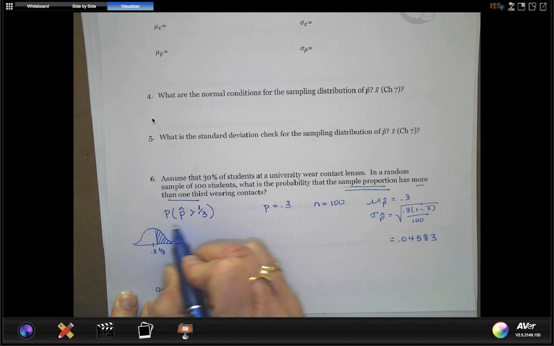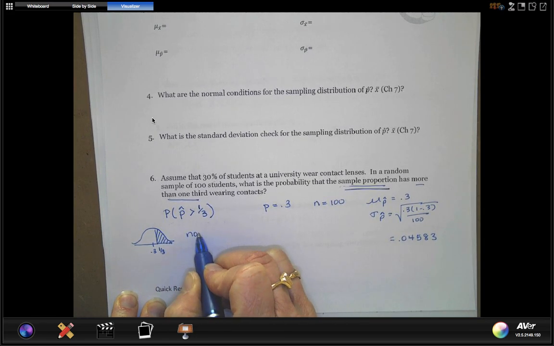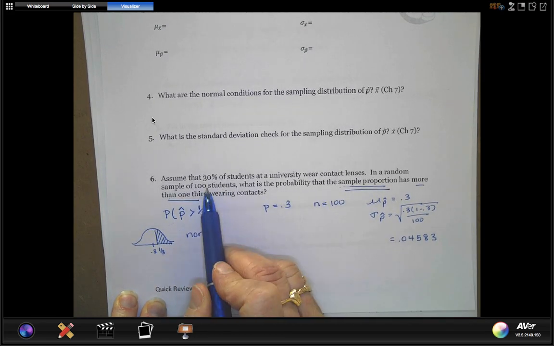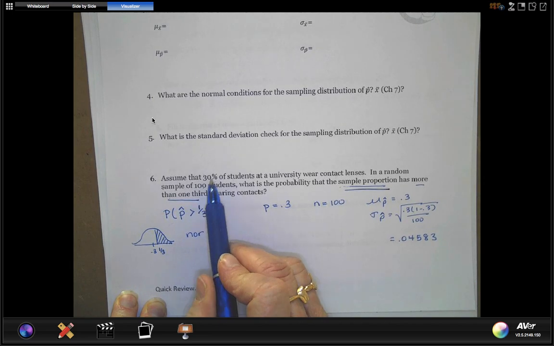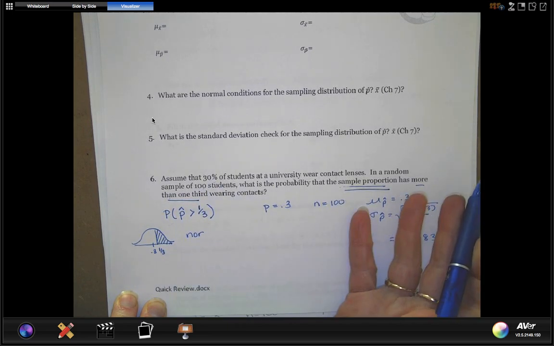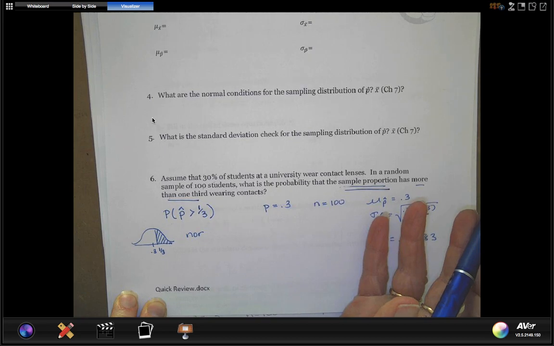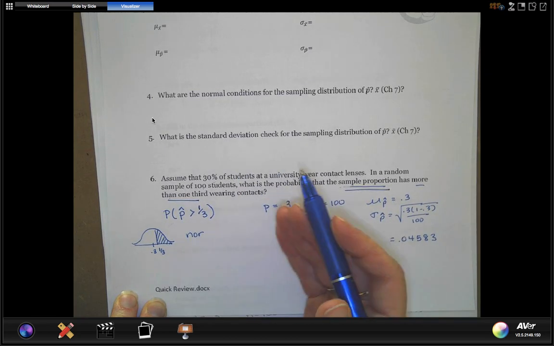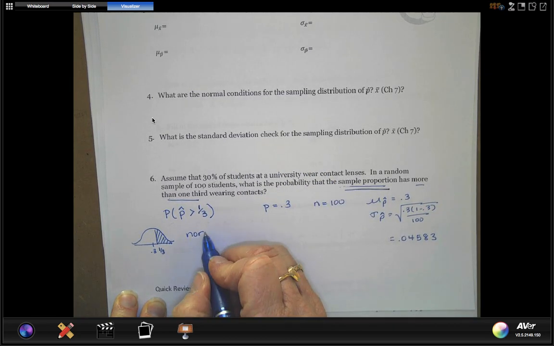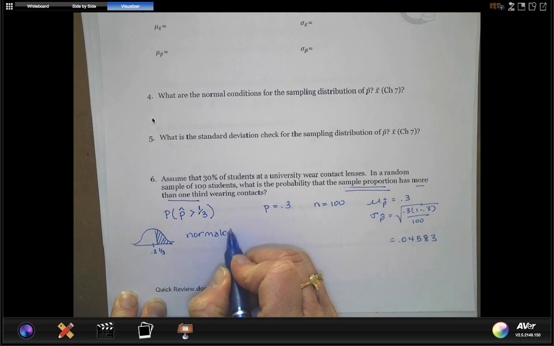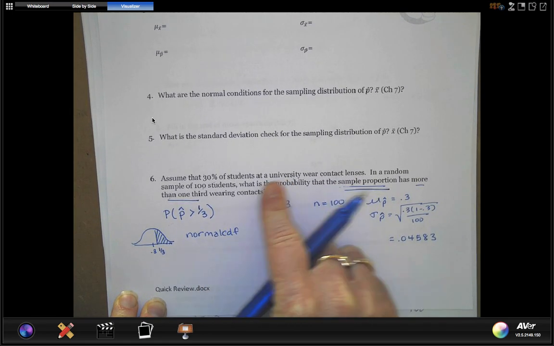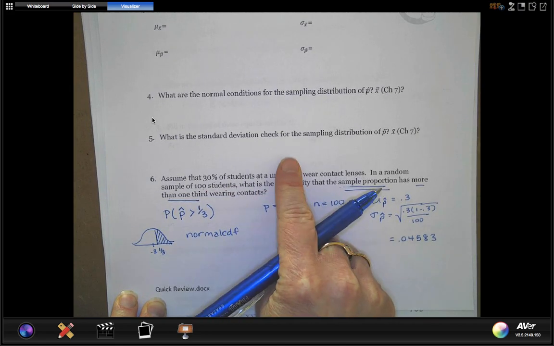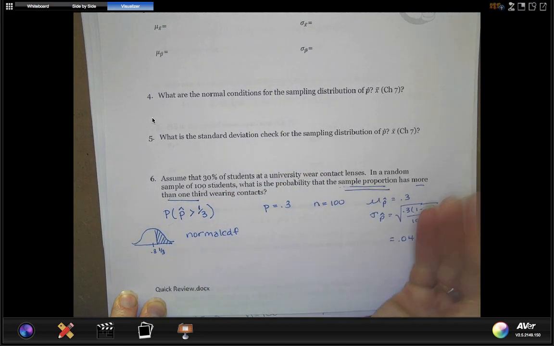So if I'm trying to find this probability, I know it's normally distributed. If I checked my normal check here, 100 times 0.3 would give me 30. 100 times 0.7 would give me 70. So both 30 and 70 are greater than or equal to 10. And obviously if it's a large university, 100 students, there probably are at least 1,000 students, so my standard deviation should check as well.